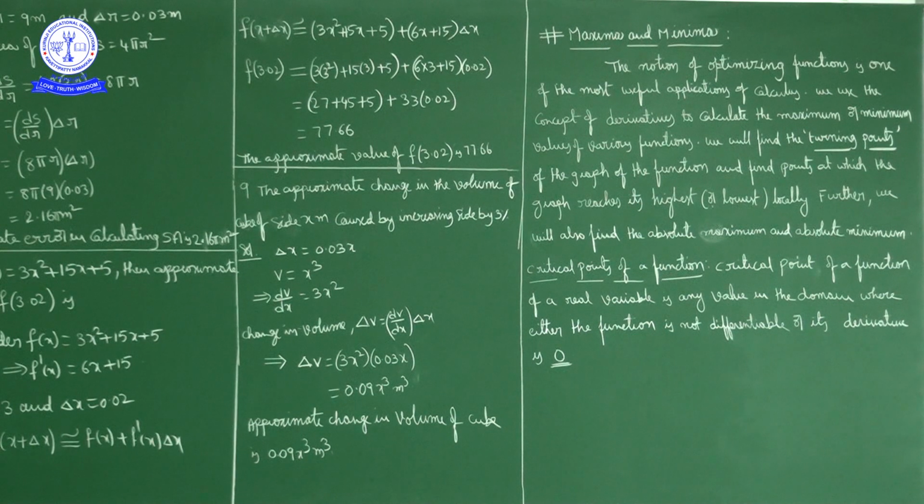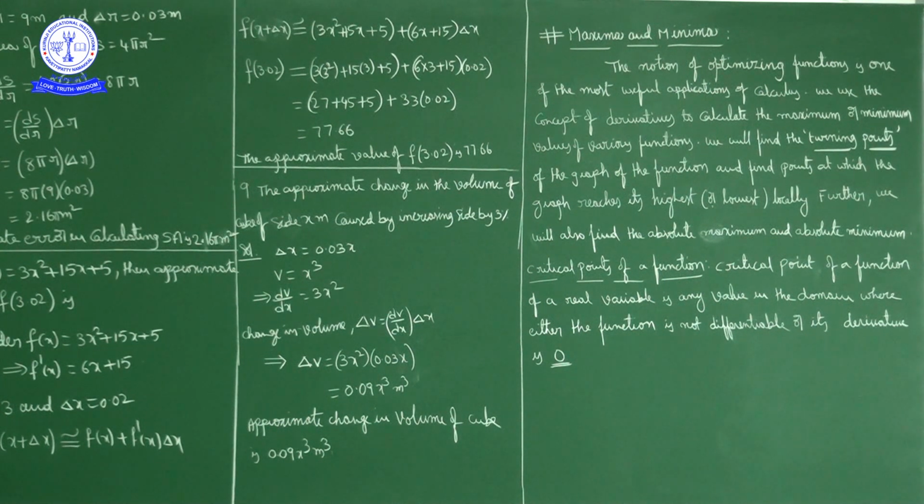Okay, now here we will use the concept of derivatives to calculate the maximum or minimum values of various functions. Here we will use differentiation concepts to find where we have maximum for a function, where we have minimum for a function, and at what value of the variable we have maximum, and at what value of the variable we have minimum. Here we will find turning points of the graph of a function.